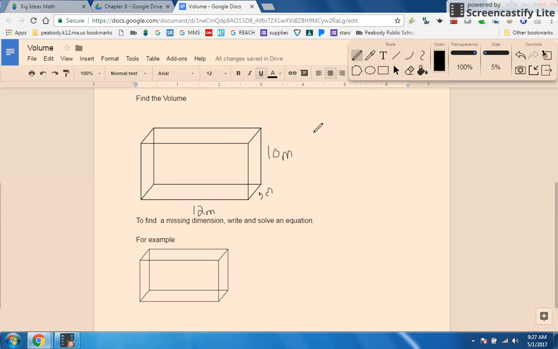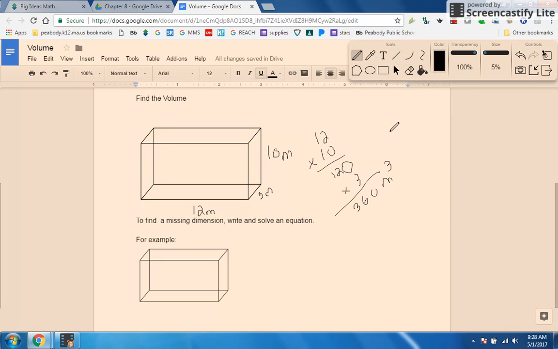So I'm going to do 10 times 12 first, because I know that any time you're multiplying something by 10, you're literally just putting a 0 at the end. So that's 120. Then I'm going to multiply that by 3, the final number. So 0, 6, 3. So 360 meters cubed. Cubic meters, you put a 3 over it because it's a 3-dimensional figure.